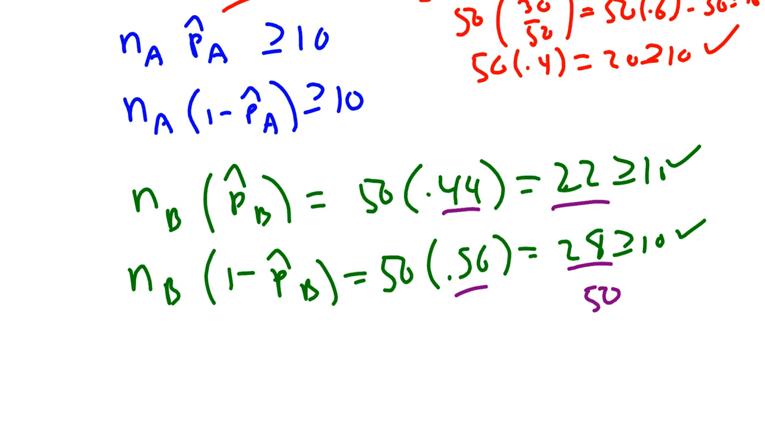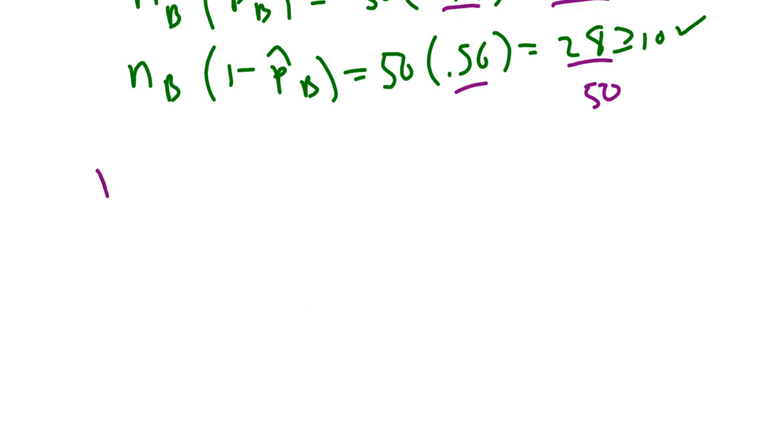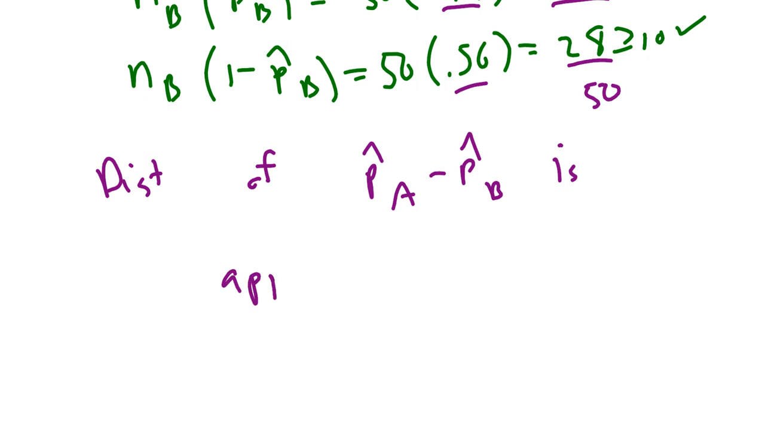Okay, since all four of those are greater than 10, what we can say now is that the distribution of p hat sub A minus p hat sub B is approximately normal. So it just takes a lot of time to get through those assumptions, but once you have them, you're good to go. Okay, ready? Next thing, draw a picture. So we draw our normal distribution.